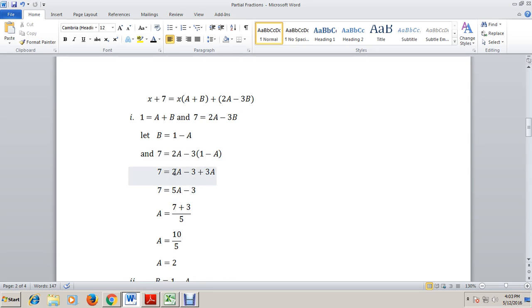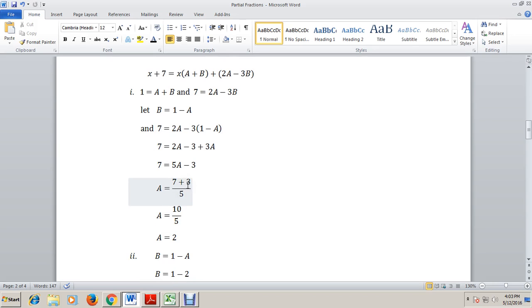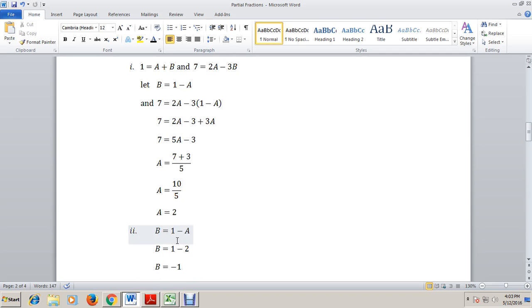Now, of course, we can add 2A with 3A, so that becomes 5A. And transposing negative 3 to the other side, that becomes 7 plus 3. And dividing both sides by 5, that gives us (7 plus 3) over 5. Now, of course, 7 plus 3 is 10. 10 over 5 gives us 2.